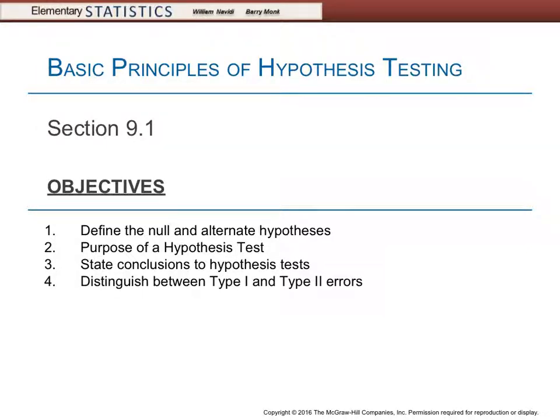We are beginning Chapter 9 on hypothesis testing, which is an art of decision making. In Section 9.1, we're going to talk about the basic principles of hypothesis testing. So we're going to start with defining a null and alternative hypothesis and how to set them up, the purpose of a hypothesis test, and we're going to state the conclusion to a hypothesis test and distinguish between type 1 and type 2 errors.